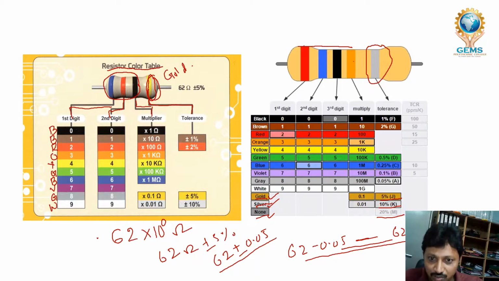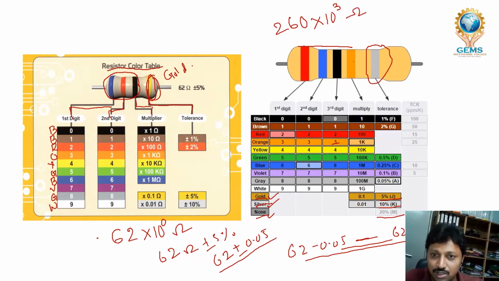This is the first digit, second digit and third digit, and the last band you have to multiply. What is the first digit? Red. Red means 2. First digit is 2. And what is this one? This one is blue. Blue means 6. It is the second digit. What is next? Black means 0. This is the third digit. And the fourth one is orange. Orange means you have to multiply by 10 power 3 ohm.